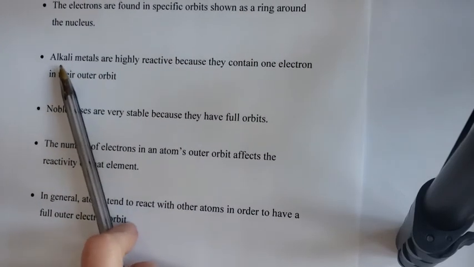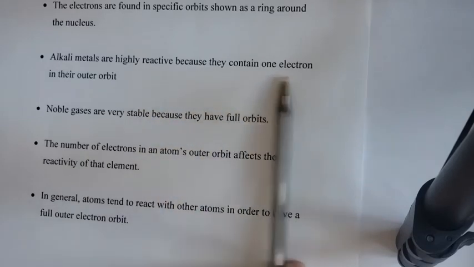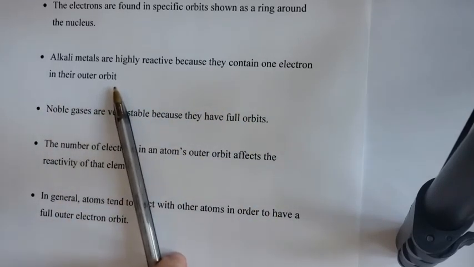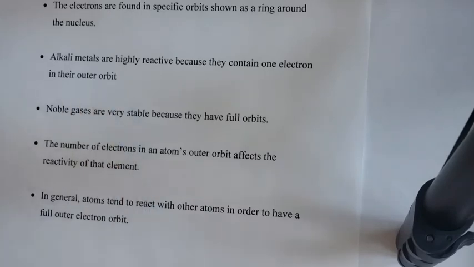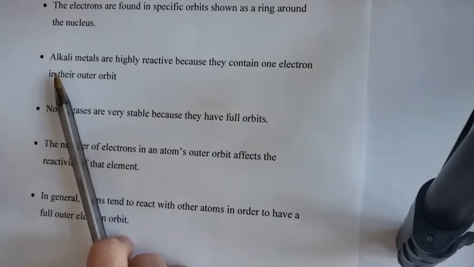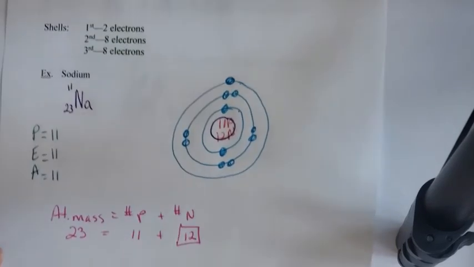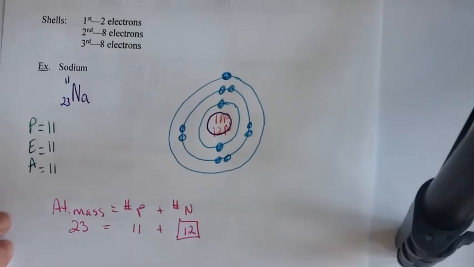Other things about elements. So alkali metals are highly reactive because they contain 1 electron in their outer shell. So what all the elements are trying to do is to have a filled outer shell. So the alkali metals, because they have 1 extra electron in their outer shell, they're trying to lose that. In order to lose that, they react with another element and they basically give it up. So if we go back to our example of sodium.